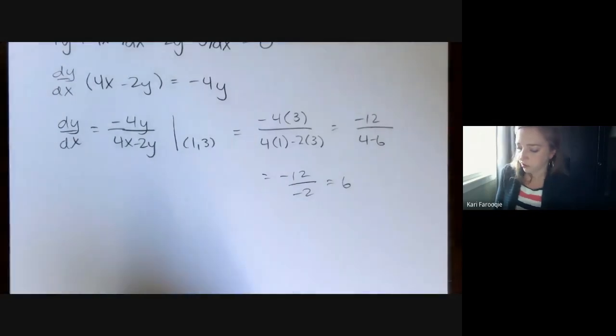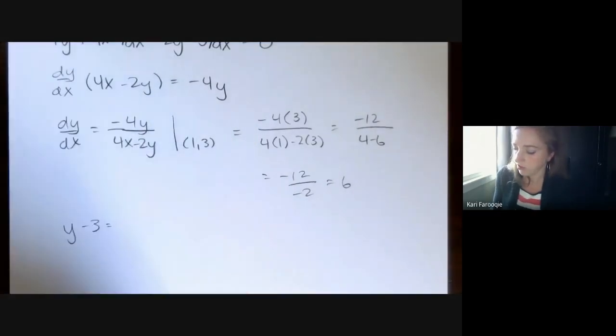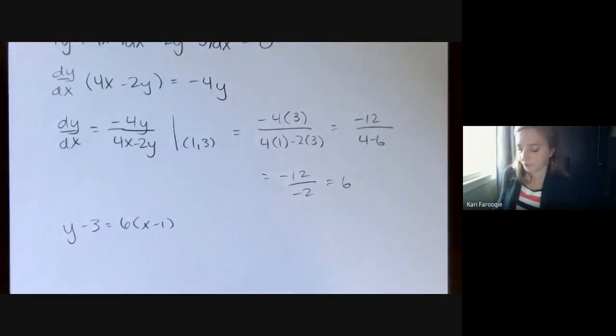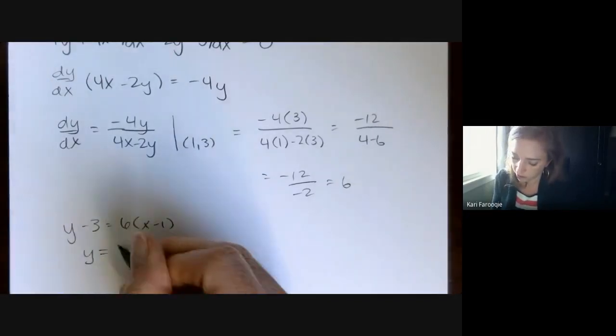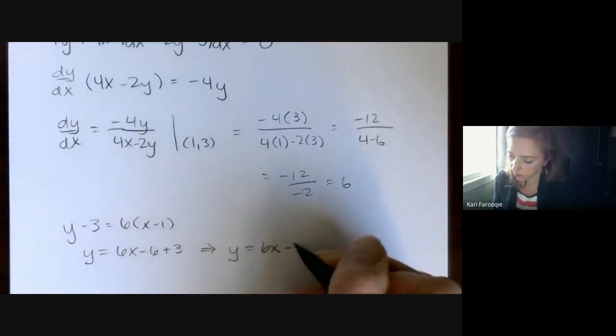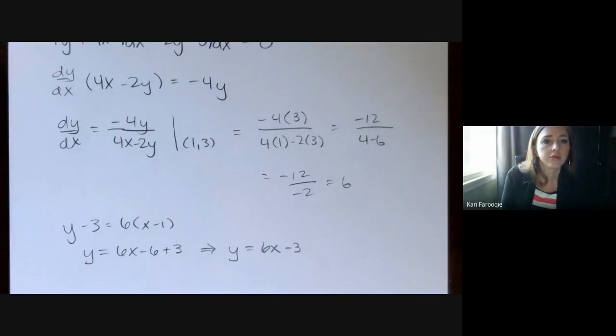I'll just finish it since I'm over here. y minus y sub 1 is m times x minus x sub 1. And then y equals 6x minus 6 plus 3, and y equals 6x minus 3, which hopefully should be right. It's giving me the preview, and I don't actually have the answer in the preview. 6x minus 3 was accepted as correct.